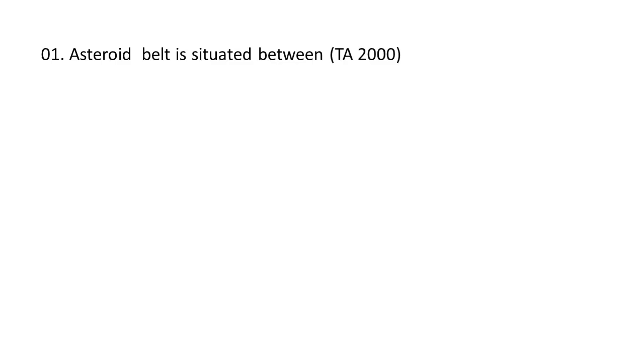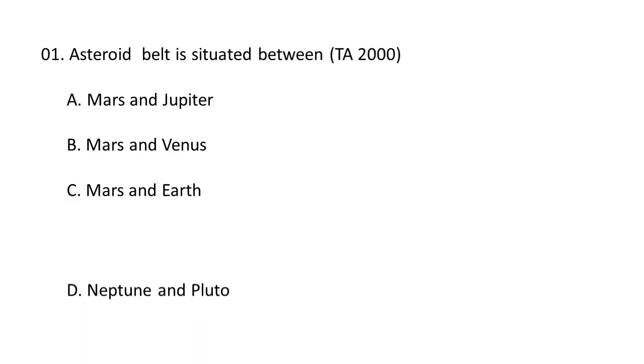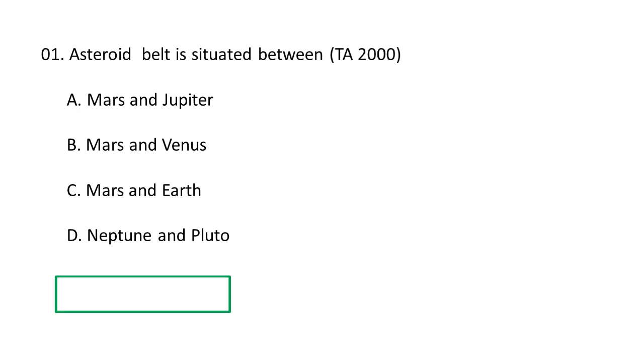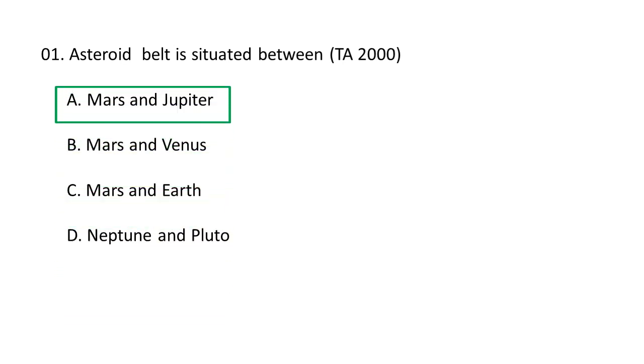Asteroid belt is situated between, the choices are A. Mars and Jupiter, B. Mars and Venus, C. Mars and Earth, D. Neptune and Pluto. So, asteroid belt is situated between Mars and Jupiter. The asteroid belt is located between the orbits of the planets Mars and Jupiter.